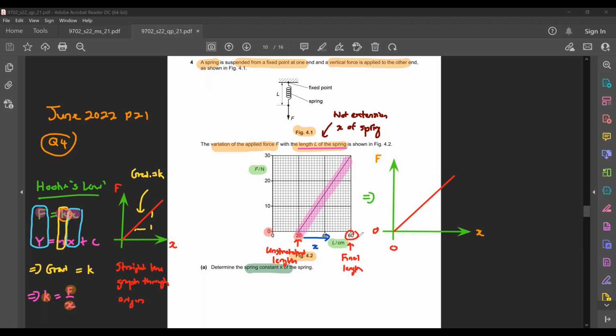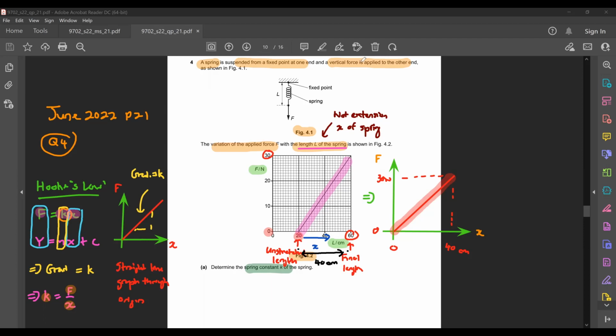So what is our extension here? From 20 centimeter to 60 centimeter, our extension would be 40 centimeter. So for our graph, you go all the way up to 40 centimeter for a force of 30 Newton. Okay, so now this is our force versus extension graph. From here, we can now find out our spring constant.